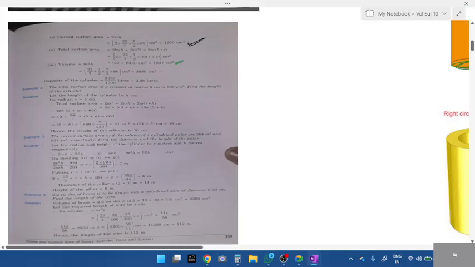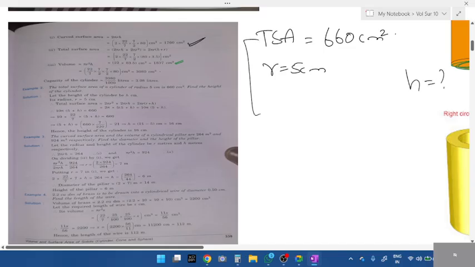The total surface area is given. TSA of a cylinder of radius R equals 5 centimeters. The total surface area is 660 centimeters square. Find the height of the cylinder. Just now I told you they might ask any question. They have asked the variable h. Total surface area is given.